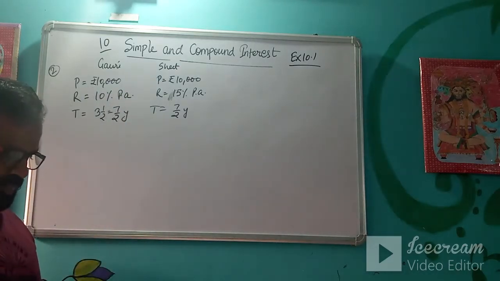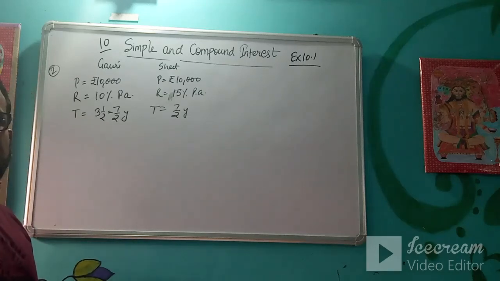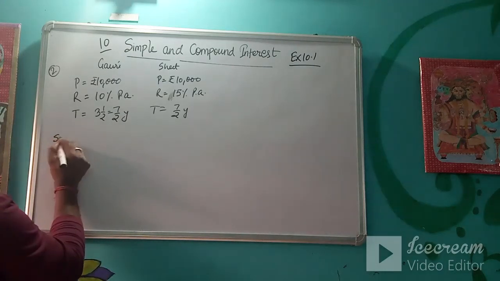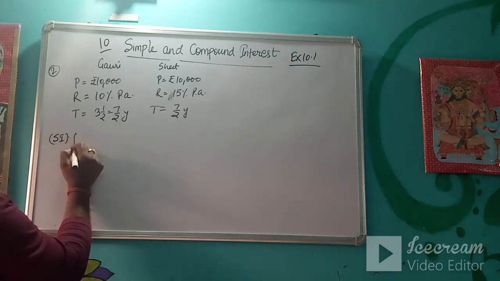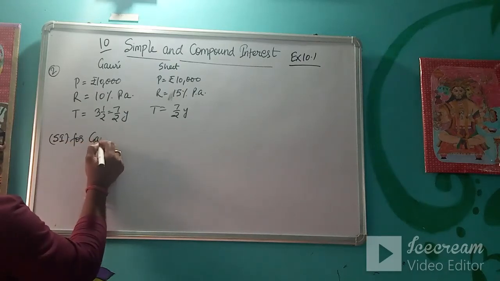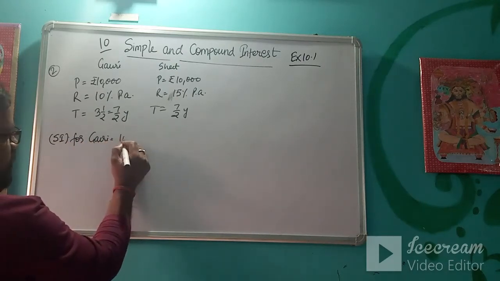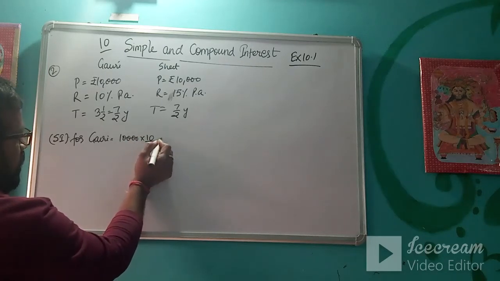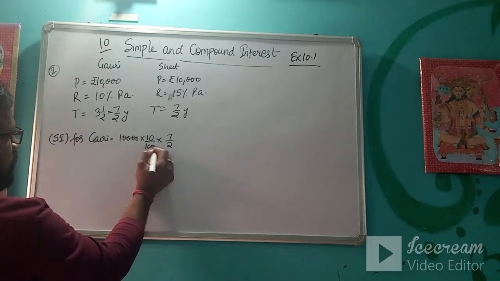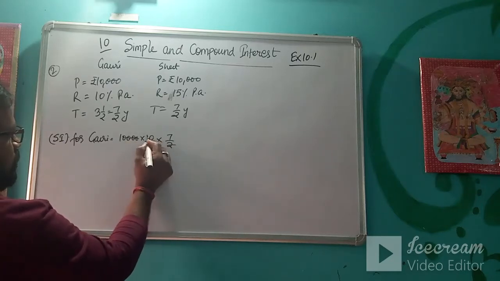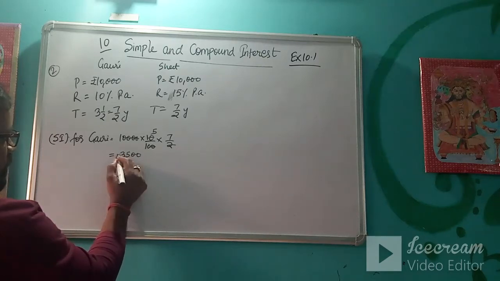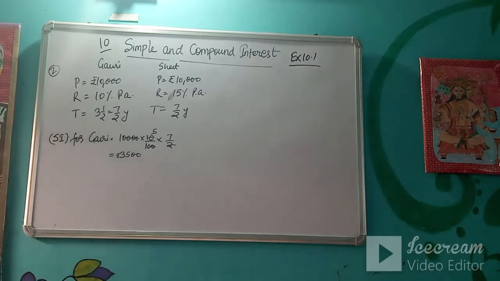How much does Gauri get in this transaction? So we have to calculate the gain of Gauri in this transaction. First we will calculate simple interest for Gauri. That will be 10,000 into rate is 10 upon 100 into time is 7 upon 2. So it is 3500.